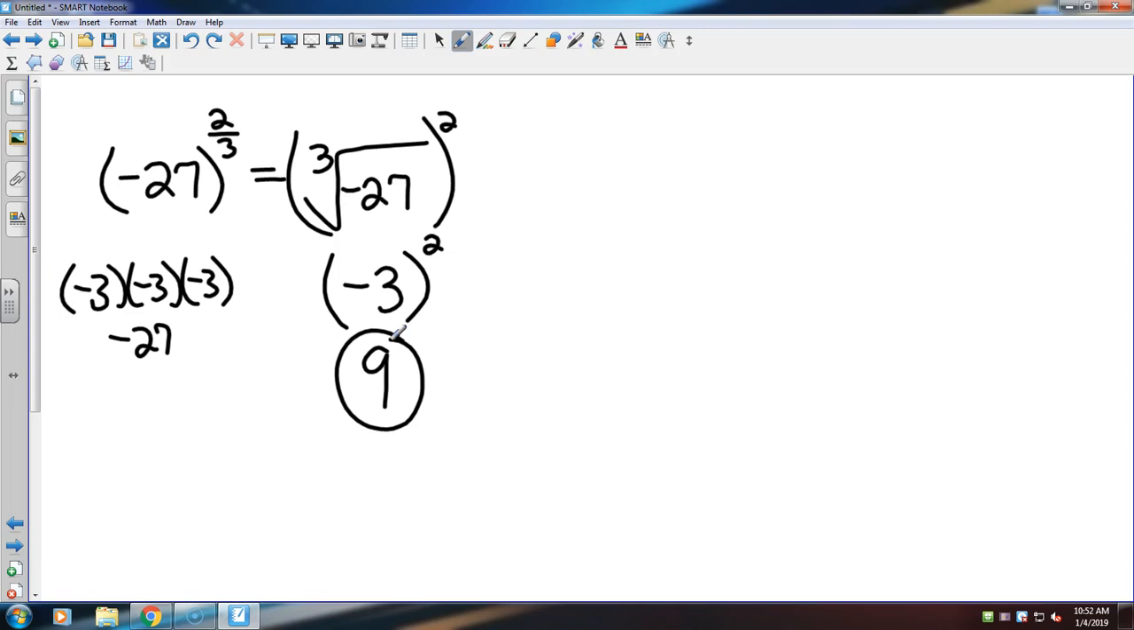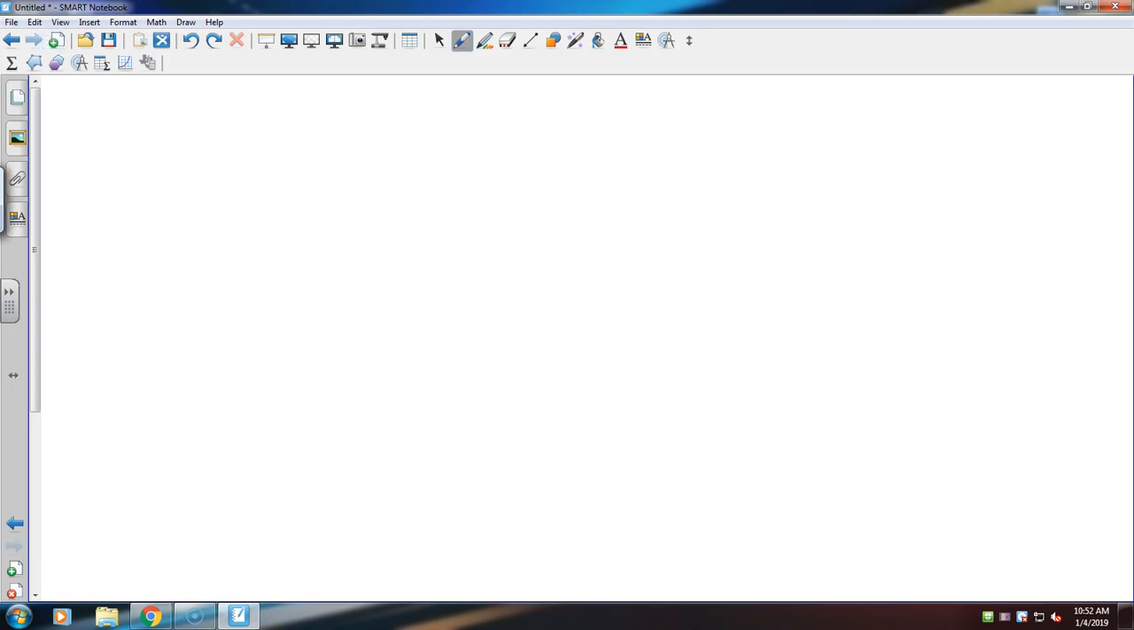Let's take a look at something like this. Let's stick with that 27, but let's go with 27 to the negative 2/3. Now the question is, is the negative attached to the 2? Is it attached to the 3? Or is it attached to both of them? And we know it can't be attached to both of them because a negative over a negative would be a positive. So we're going to go with attached to the negative 2 as it's written.